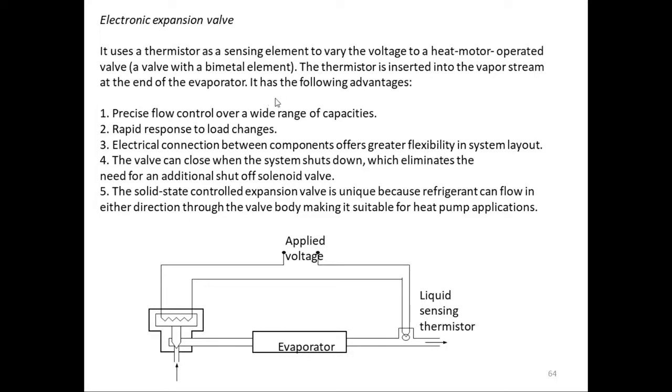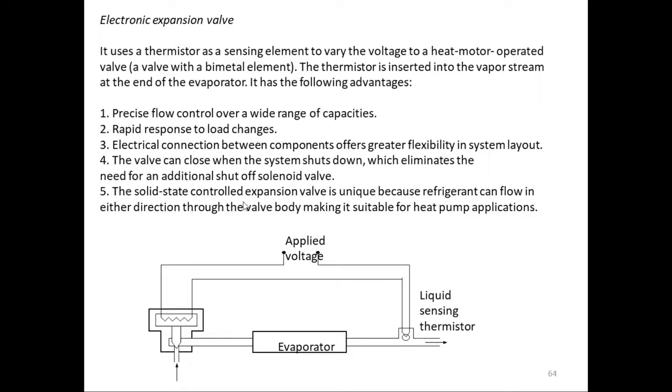It has the following advantages: precise flow control over a wide range of capacity, rapid response to load changes, and electrical connection between the components offers greater flexibility in system layout. The valve can close when the system shuts down, which eliminates the need for an additional shut-off solenoid valve, which is required in the case of a thermostatic expansion valve. So here, if power is off, then the valve will close automatically.